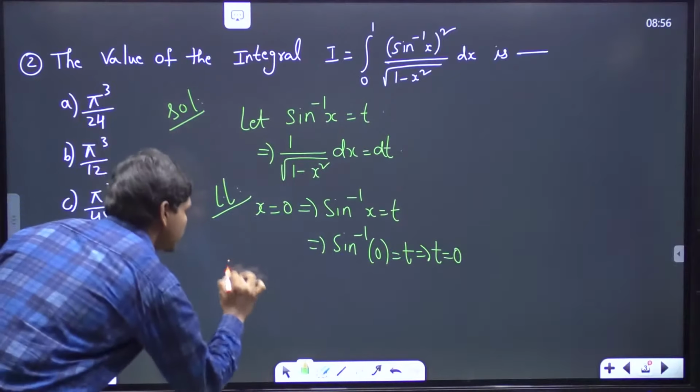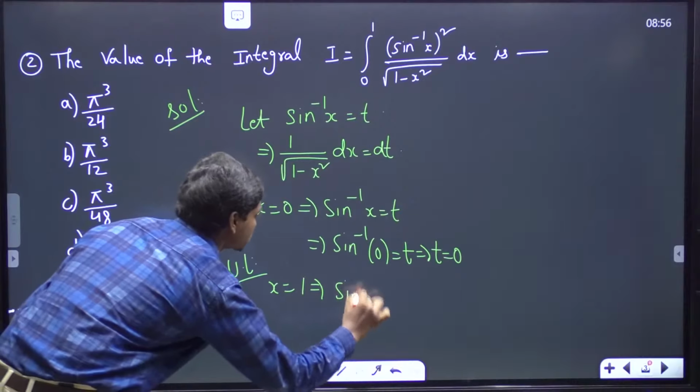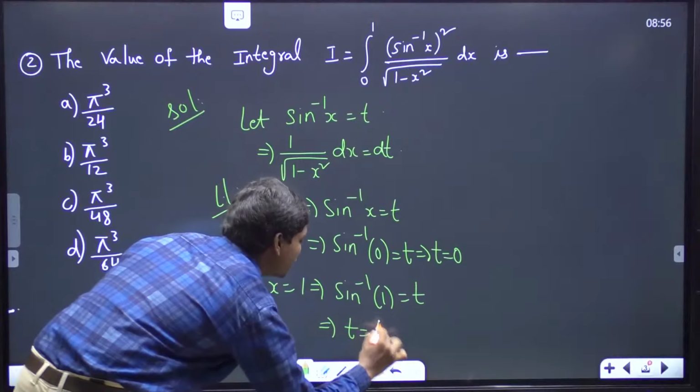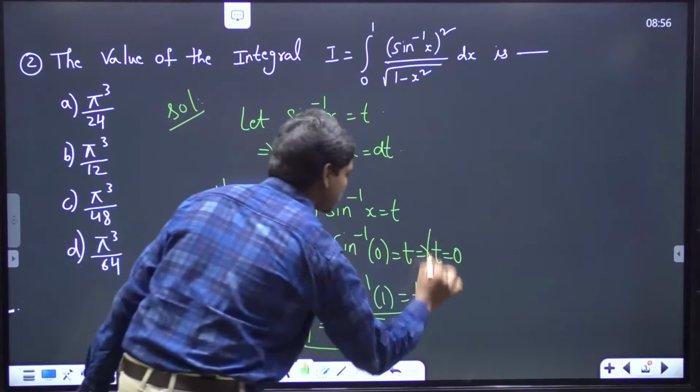Correct? Next, upper limit. We have x is equal to 1. So this implies sine inverse of 1 is equal to t. So this implies t is equal to pi by 2, because sine 90 value is 1. So these are the new limits for the integration.